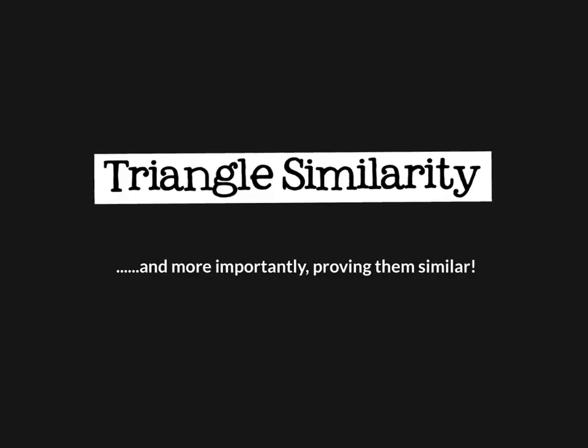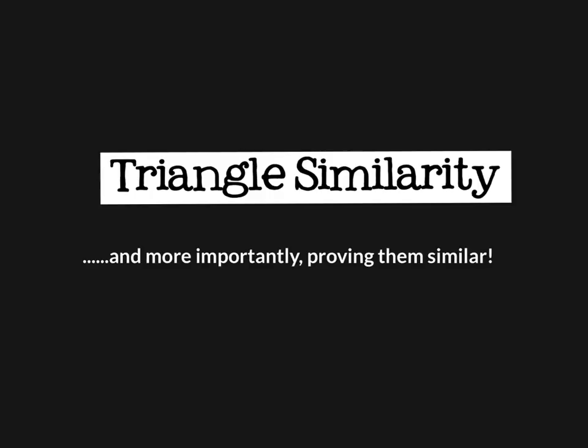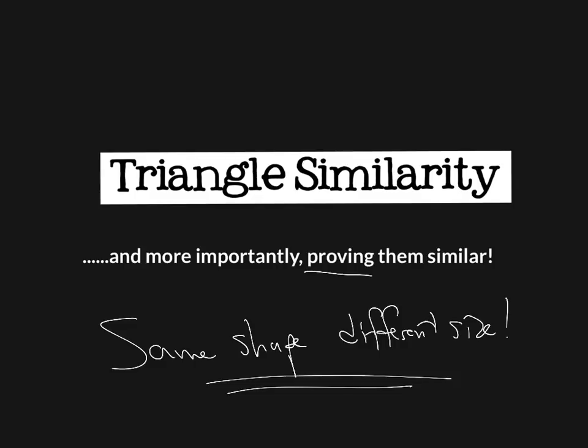In this video we're going to be talking about triangle similarity and, more importantly, proving them similar. What does it mean to prove that two triangles are similar? Keep in mind what similar means. If two shapes are similar, then they have the same shape, but they are different sizes. Okay, let's get into it.